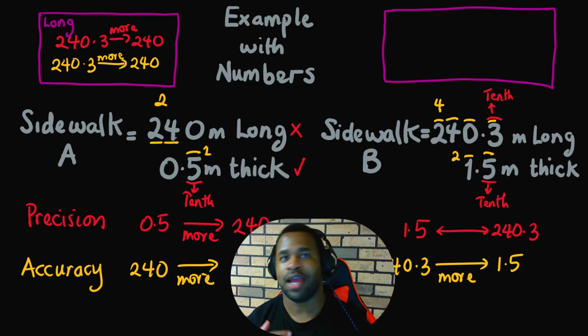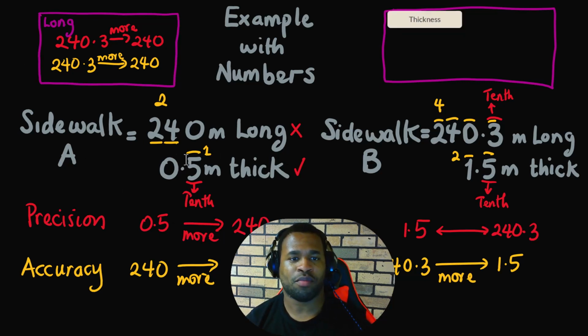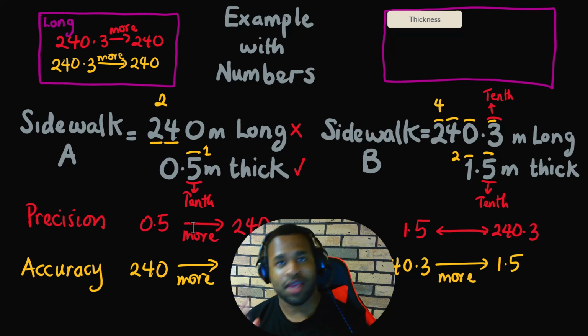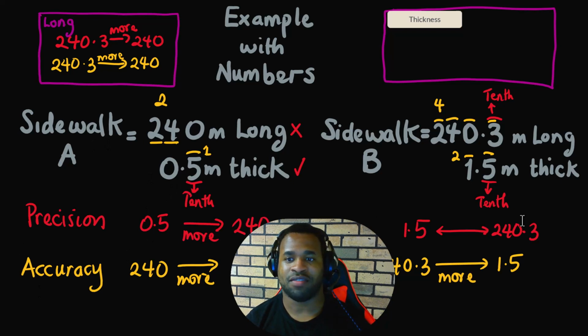Now, on the other side, looking at the thickness in terms of comparing our 0.5 meters for A to that of sidewalk B 1.5, looking at the precision, which is the last digit after the decimal point, in here we recognize that both of them, because they are both placed at the 10th, they are equally precise. So in here we can say that our 0.5 is equally precise as that of 1.5.